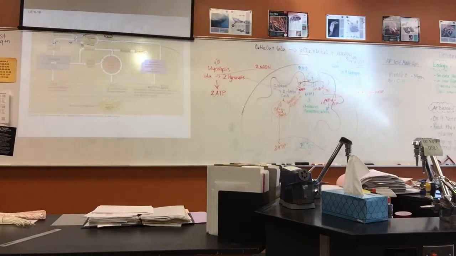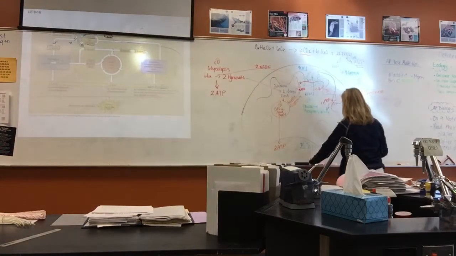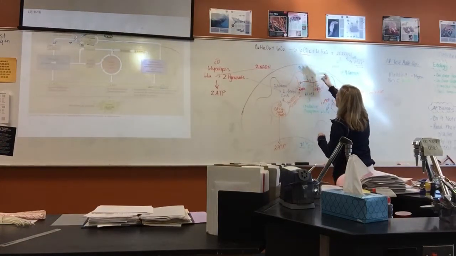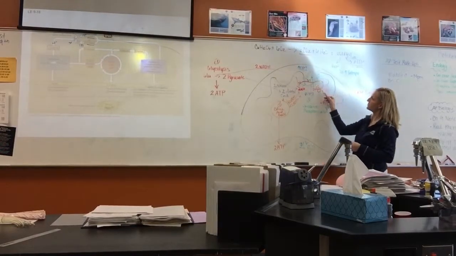Role of oxygen. Nathan? Wouldn't it be the final electron acceptor? That's exactly right. It's the final electron acceptor. So it's right over here. Here's oxygen. This is where our 6 O2s are used. Here's oxygen. It's the final electron acceptor.